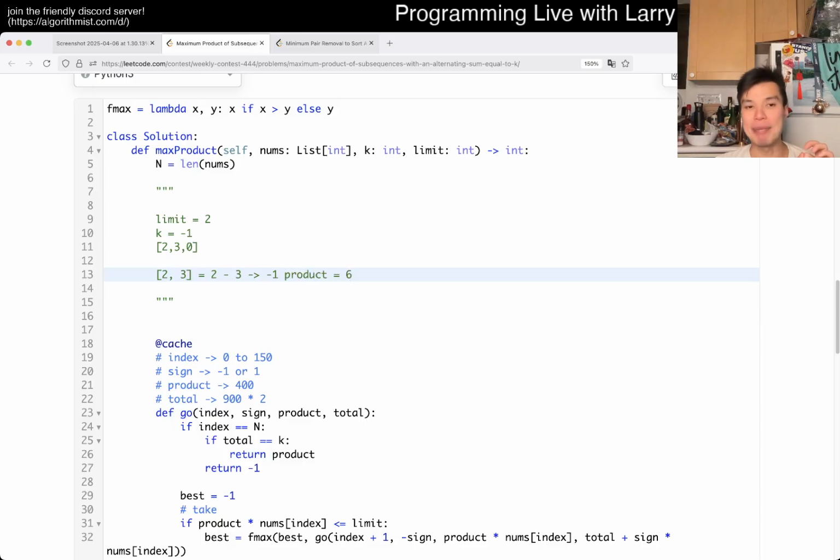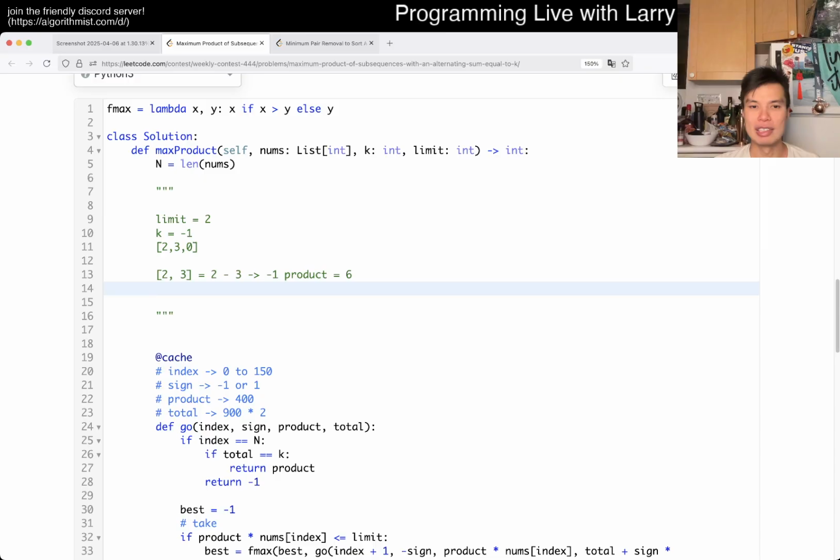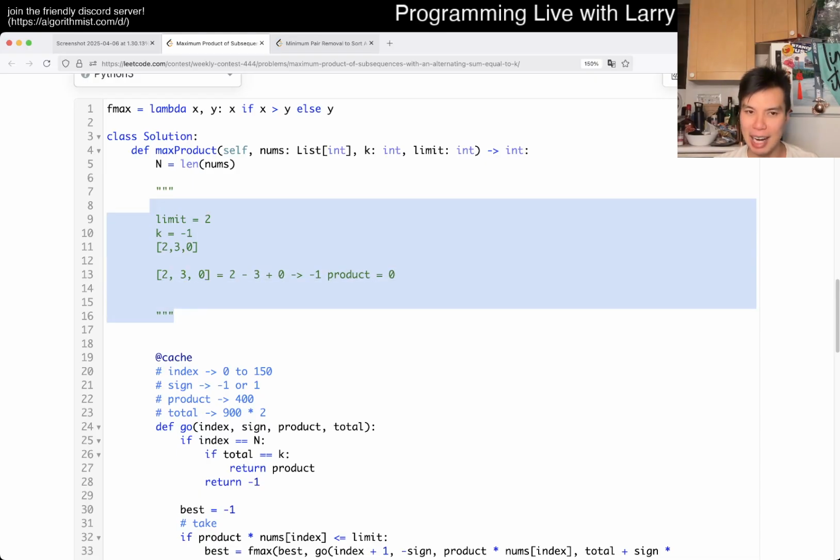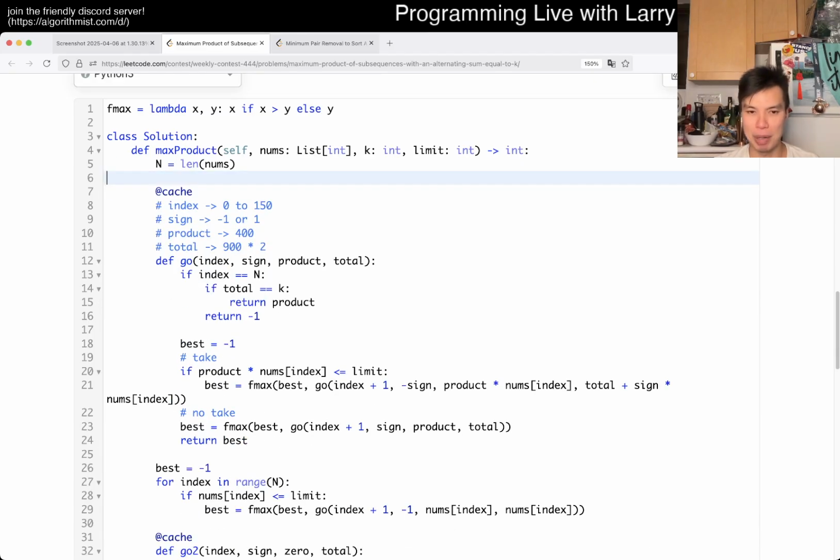However, the thing is that there may be a future 0. And if there's a future 0, this brings the product to 0. And it's still possible, right? Because this is just plus 0. So that's basically the case that I did not consider because of this product constraint, right, that I had.